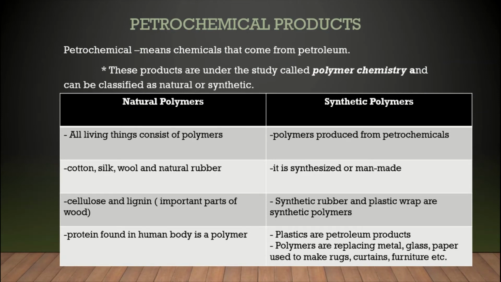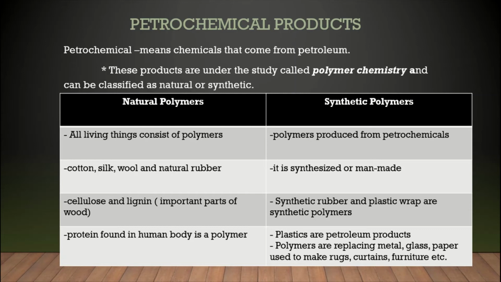Petrochemical products. Milk and different colors of paints are some of the examples of petrochemical products. These products are produced from petroleum. Petrochemical means chemicals that come from petroleum. They are under the study called Polymer Chemistry. Petrochemical products are usually made from a series of monomers creating long chains. The entire molecule is called a polymer. The word poly means many.